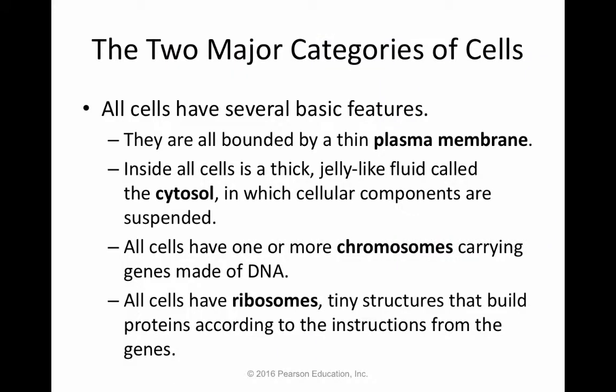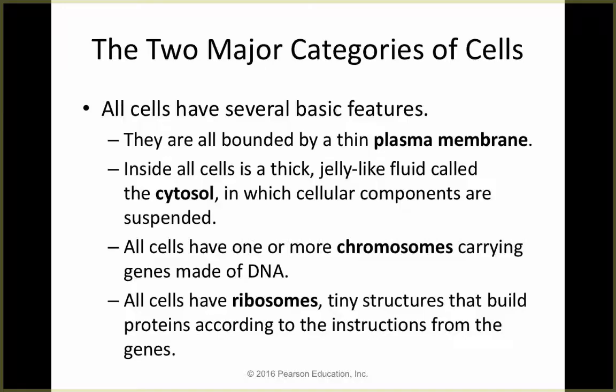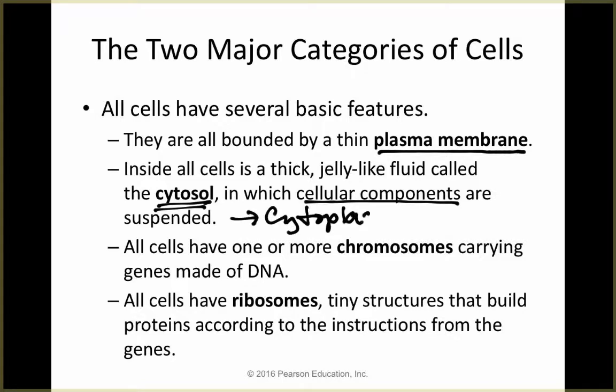So, when we look at cells, essentially, you can say they are both bound by plasma membranes. Doesn't matter what they are, they do have this cell membrane or plasma membrane. They both have this cytosol, that really thick jelly. And when they have cellular components within it, that's what's known as the cytoplasm. They all have DNA, and their chromosomes are just put together slightly differently. And all cells have ribosomes, and these are tiny structures that help to build proteins.